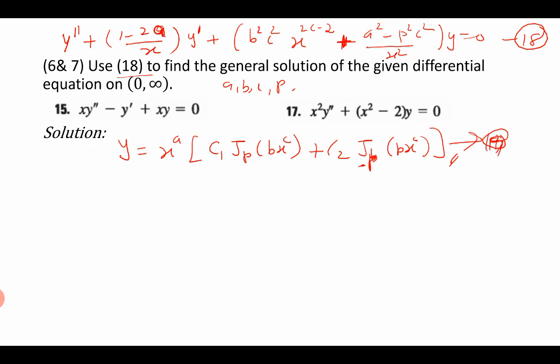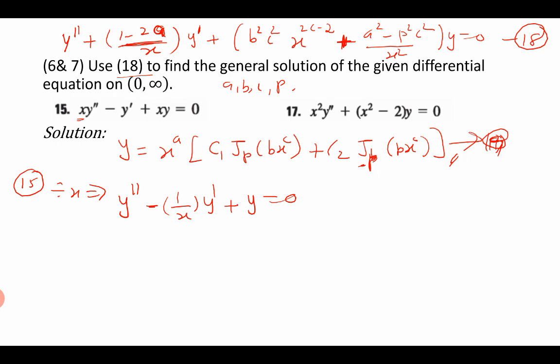Okay, from the first one, compare this one. There is a coefficient x for problem number 15, so divide by x first. Divide by x, what do you get? y double prime minus 1 over x times y prime plus y is equal to 0. Now compare with 18. You have (1 minus 2a) divided by x, just 1. So how to compare this one? 1 minus 2a is equal to 1. So what is a? Find.